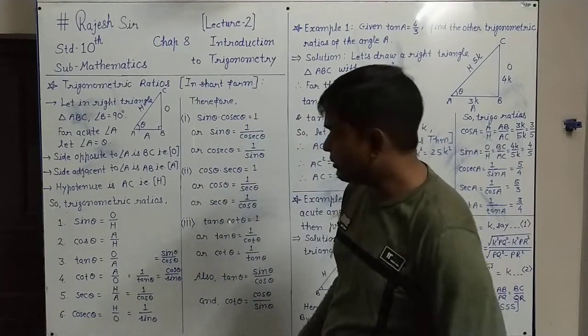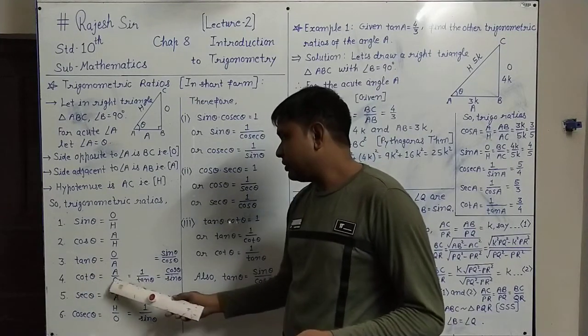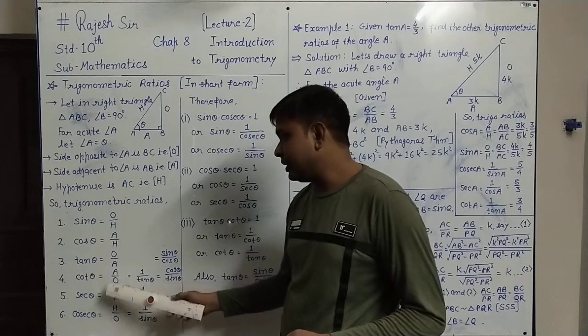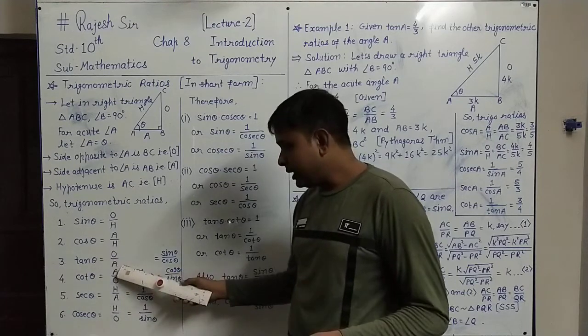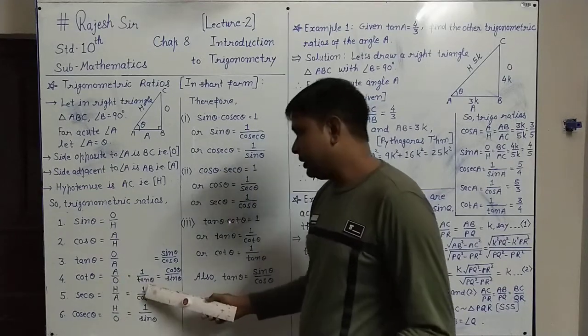And in the last lecture only we have seen that cot theta is equal to 1 upon tan theta. So it's the inverse of tan theta. Tan theta is O upon A, so cot theta is A upon O. That is, it is 1 upon tan theta.